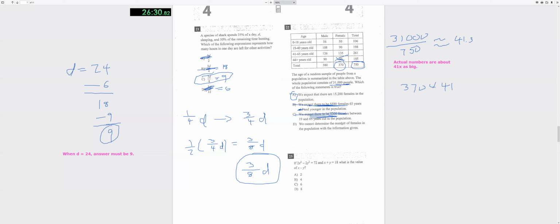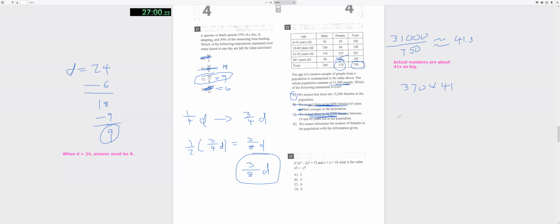D, we cannot determine the number of females in the population with the information given. Well, we can't determine the exact number, but we can determine approximately because we're assuming that this is representative of the whole. So I would argue, yes, we can determine the number, maybe not the exact number. If we didn't have another answer that looked good, maybe I'd be willing to go with D, but I don't like it. I think it's not a good answer. A, however, is a fantastic answer, so we're going to stick with A.